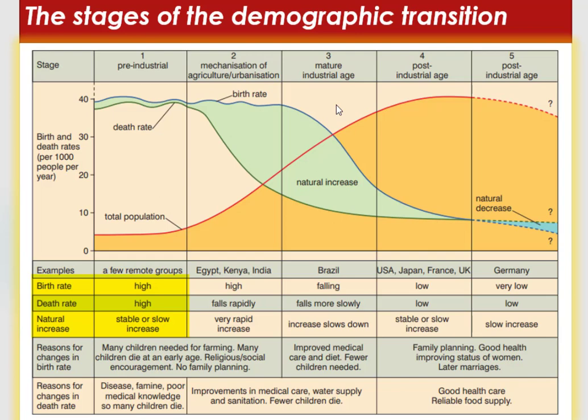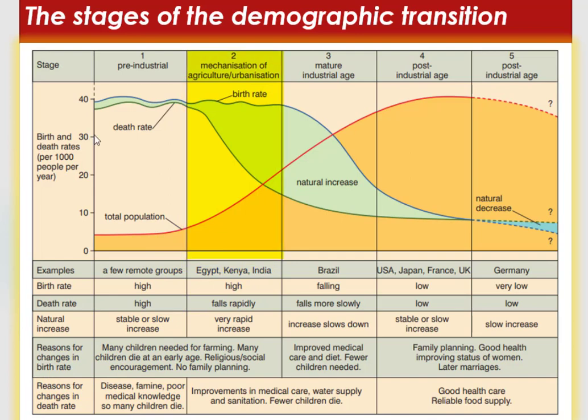Natural increase or growth rate is stable or slowly increasing. This is because birth rate and death rate are the same. The reason that birth rate is high: many children are needed for farming, many children die at an early age, and religious or social activities encourage childbirth, and there is no family planning. Reasons for changes in death rate are disease, famine, and poor medical knowledge. In this case, so many children die out.